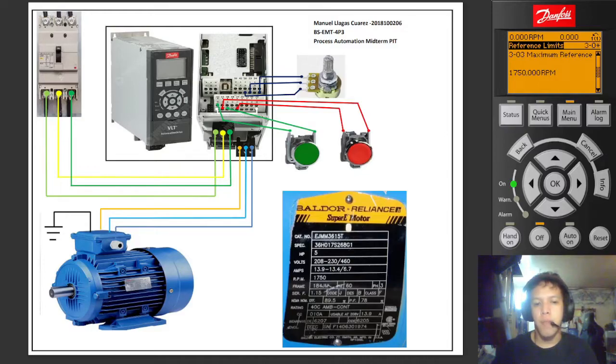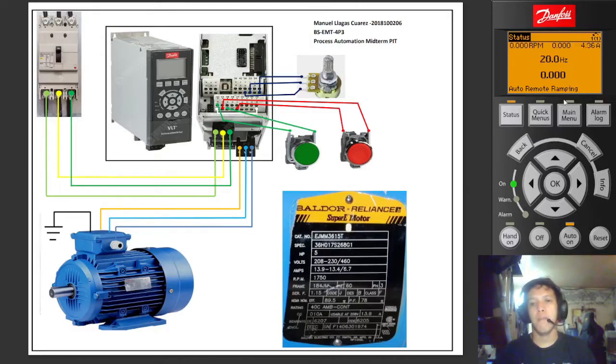Now we are going to try status and auto on. We press status, then auto on. As you can see, it is ramping. So there we go. This is how you program the Danfoss VLT Automation drive using the LCP simulator.